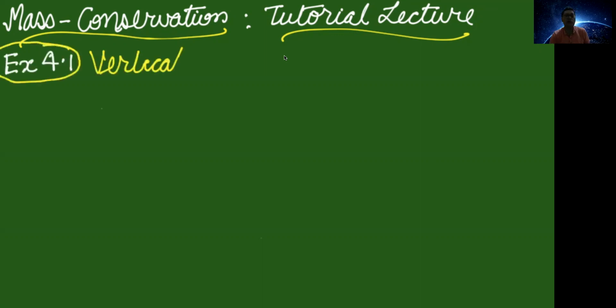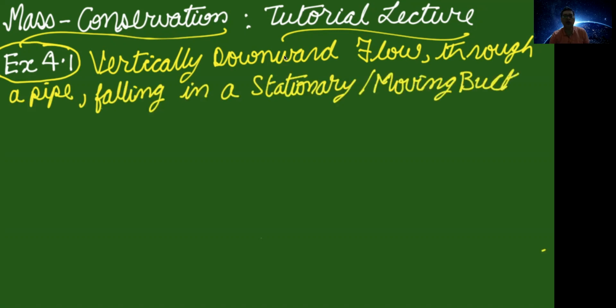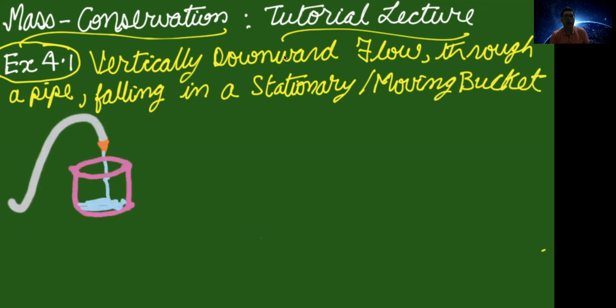So the first problem corresponds to a vertically downward flow through a pipe falling in a stationary or moving bucket. So this is a pipe, and the water coming out from the pipe is falling vertically downward on a bucket, which we'll consider for 2 cases. Bucket stationary, the first case. The second case, the bucket is moving vertically upward with certain velocity.